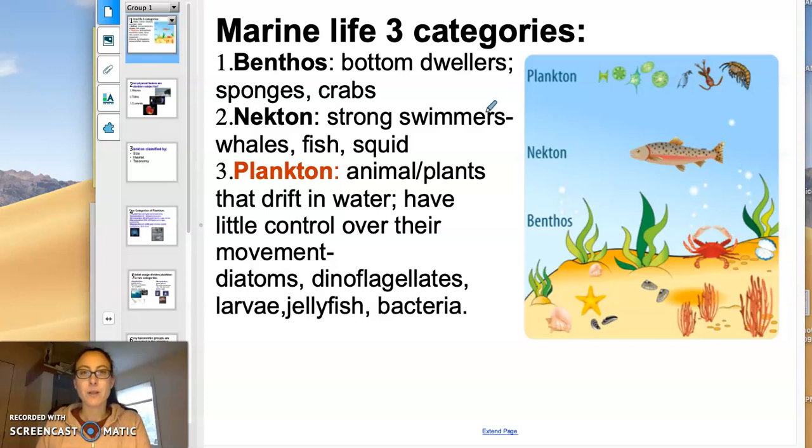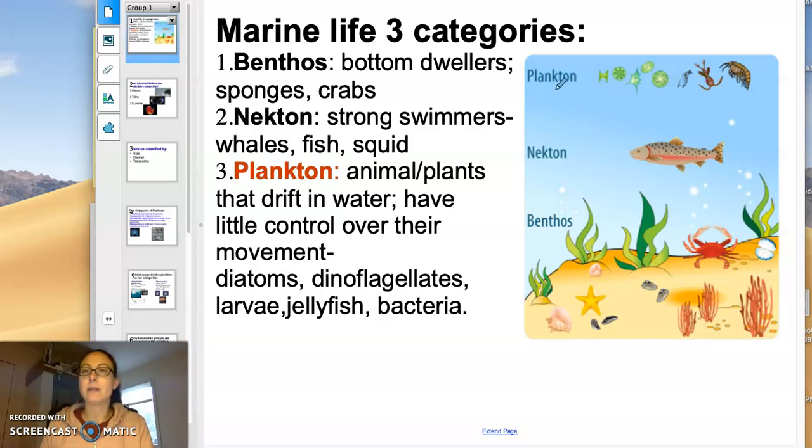Hey, so let's talk about where organisms live in the ecosystem of the ocean. We've talked in the past about benthic organisms that live along the bottom. Another word you might have heard is nekton. That means things that swim in the water column. But today we're going to focus on plankton.